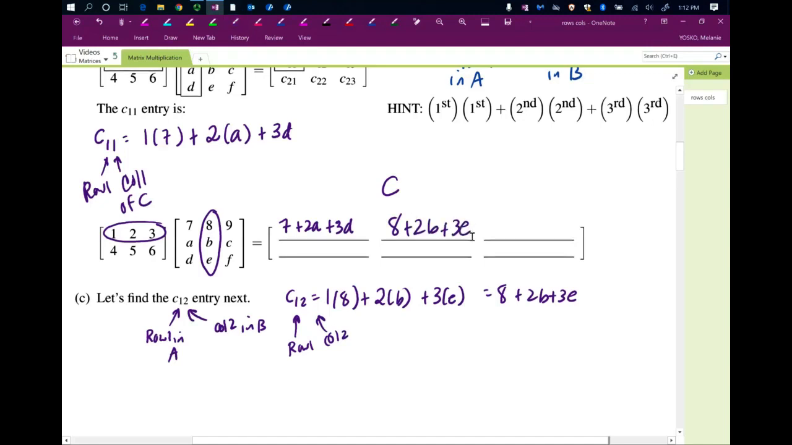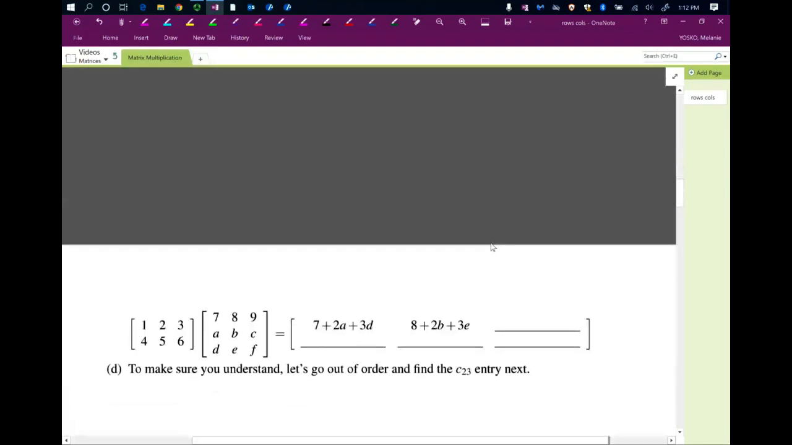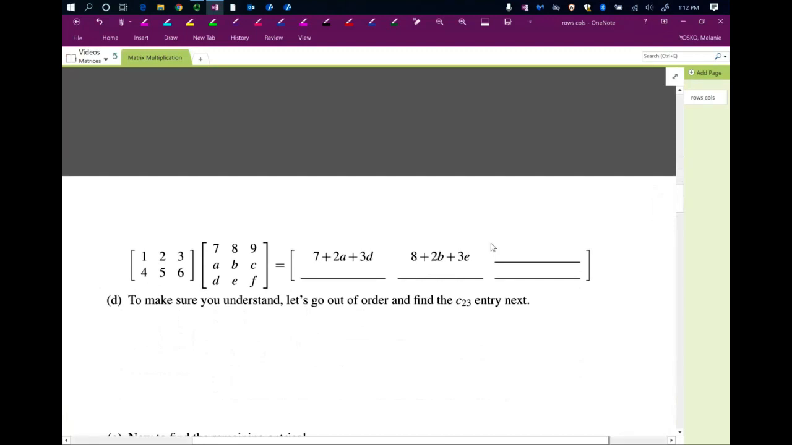Okay, so far so good. Now we're going to go out of order and find the C23 next. So C23, think about what that tells us. That tells us to use row 2 in A and column 3 in B. So here was A, here was B. Row 2 in A, column 3 in B. First times the first plus the second times the second plus the third times the third.